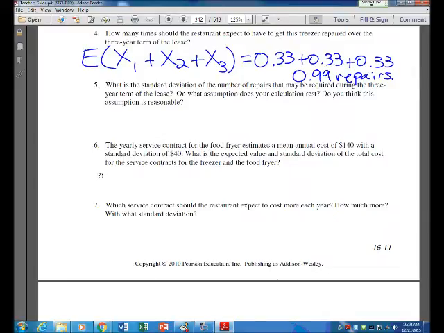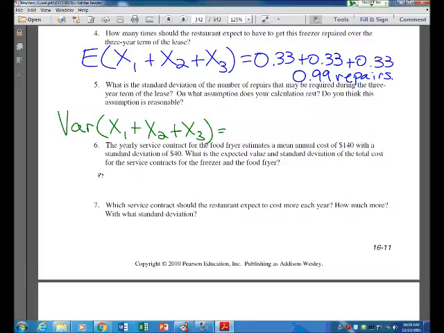So that's what we're expecting. We're expecting our freezer to be repaired at least once over the 3-year term of the lease. All right, so now to the standard deviation. Again, we're going to deal with variances. So I want the variance of the first one plus the second one plus the third one.